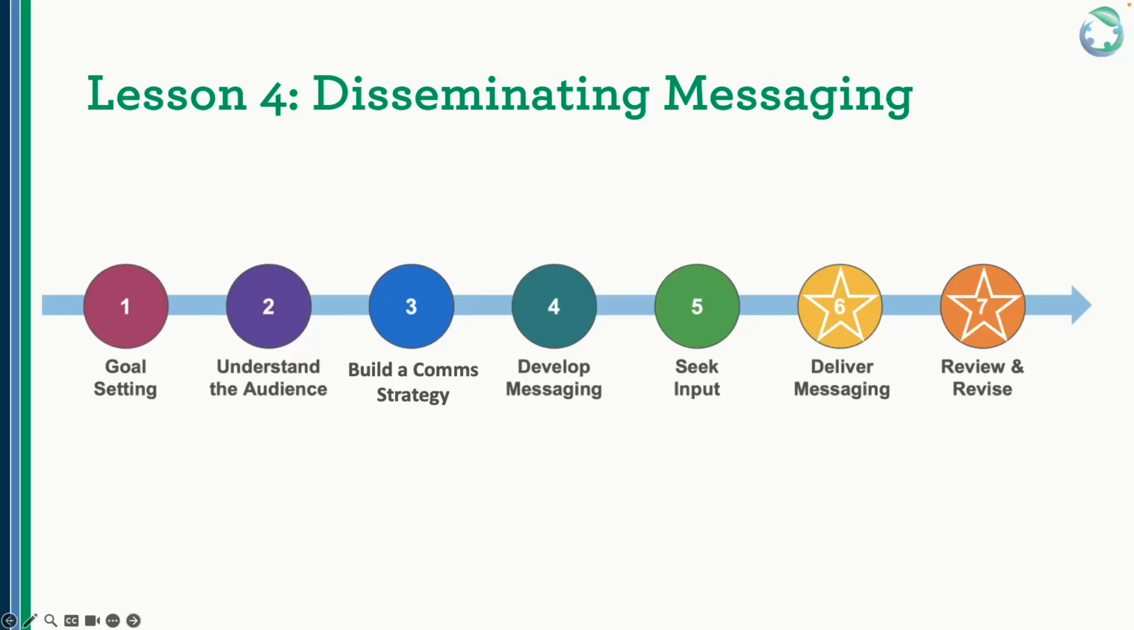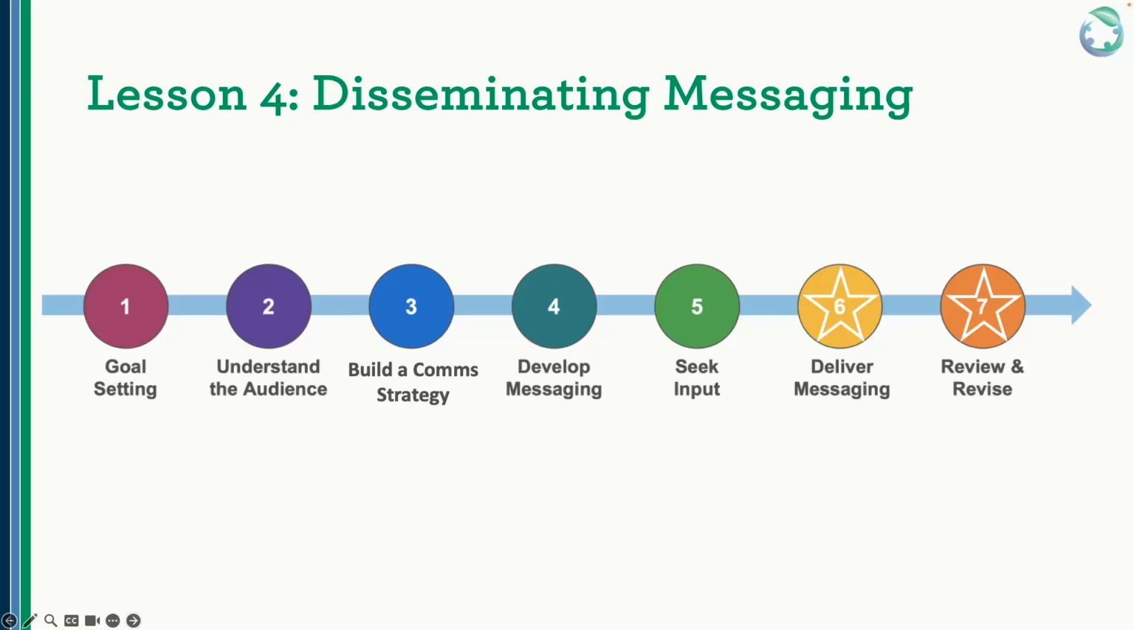Now, as we transition into Lesson 4, our focus shifts to the final two steps of the essential steps of strategic communications. Step 6, delivering the message. We will explore strategies for effectively disseminating public health messages through the right channels and at the right time. After all the careful planning and messaging development, this step is about execution. How do you get your public health message out in a way that engages and motivates rural communities?